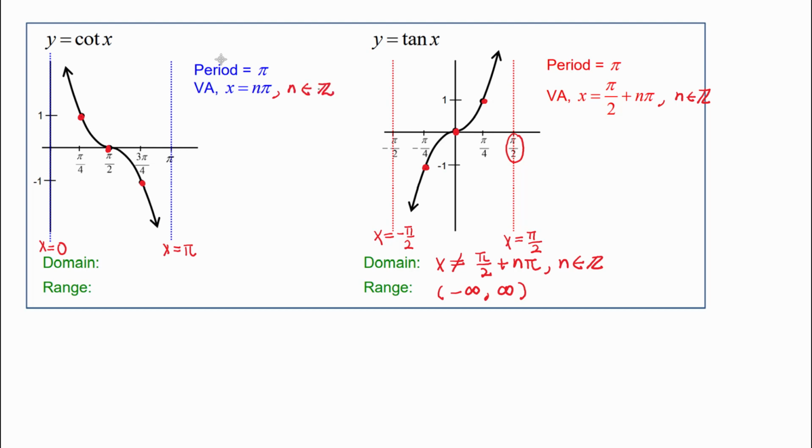Therefore the domain is all real numbers except those x where you have a vertical asymptote. So x cannot be equal to n pi, where n is an element of the integers. The y values of your graph go up all the way to positive infinity to the left, and go all the way to negative infinity to the right. So you get the range negative infinity to positive infinity.